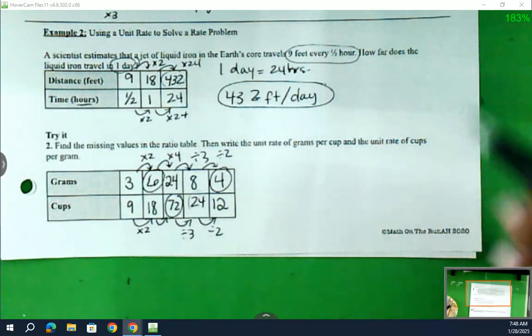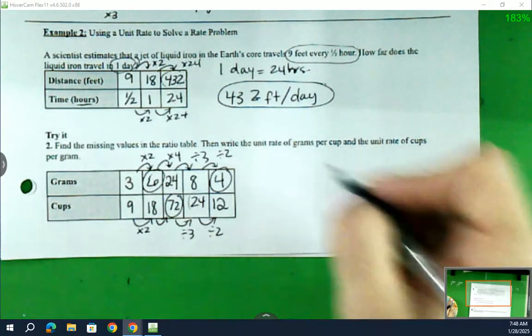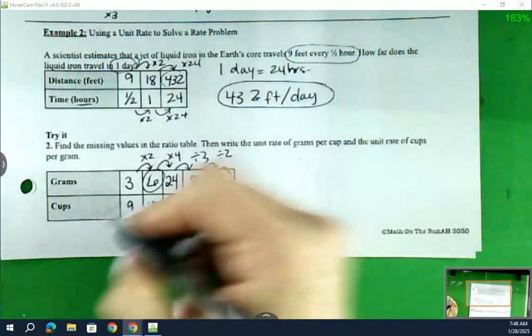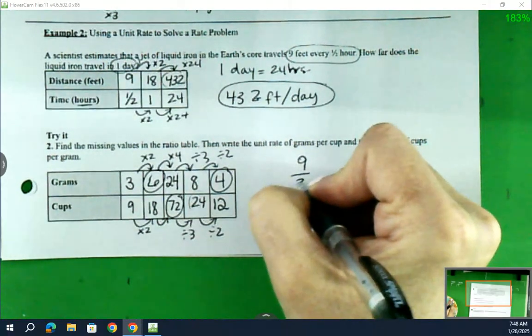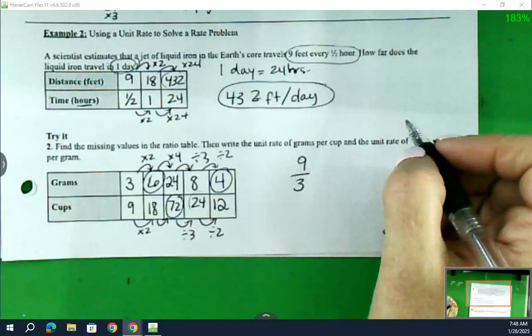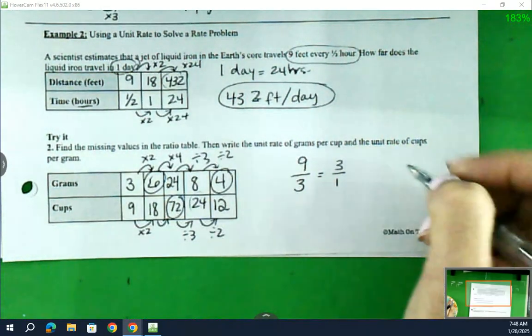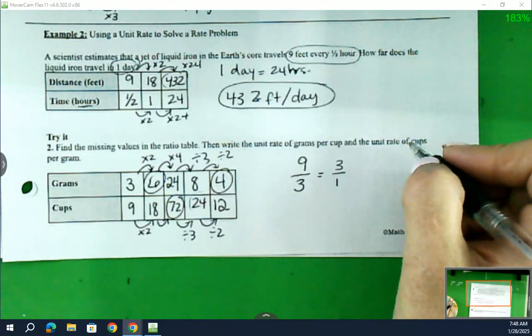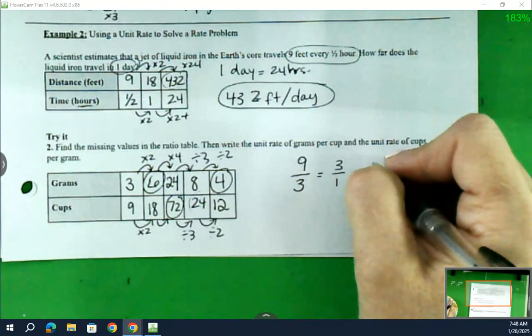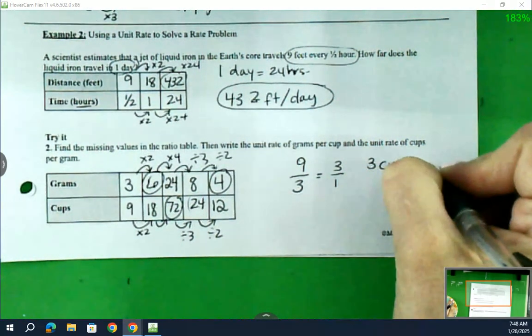All right, so then the question asked the unit rate of cups per gram. Well, if we have cups per gram, we have to do 9 to 3, which is 3 to 1. So that's 3 cups per gram.